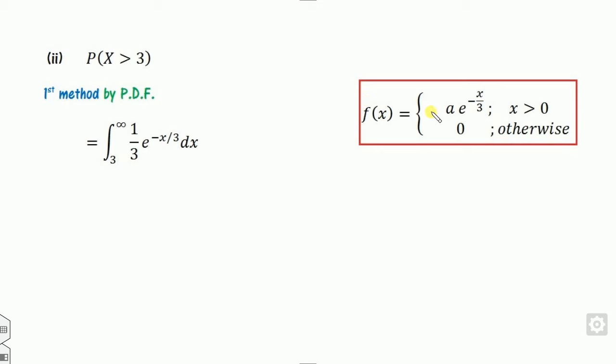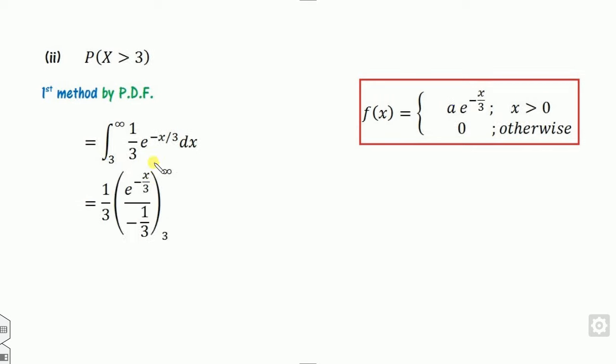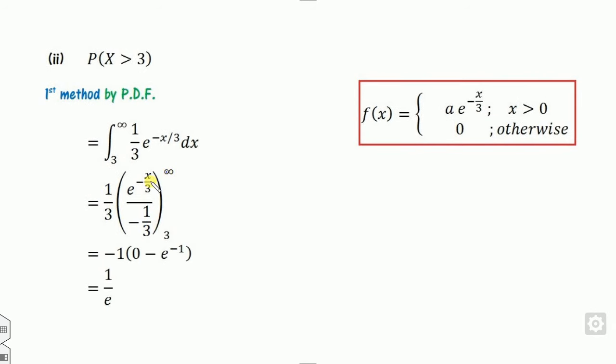So what is that function? PDF means this is there. So you have to integrate for x greater than 3. So the domain is 3 to infinity of f(x). Now a is my 1 by 3. So you can simply integrate it. 1 by 3 is outside. Now this will be cancelled out, so it will be negative. The infinity value is 0, and the 3 value is 1. So the answer is 1 by 3.